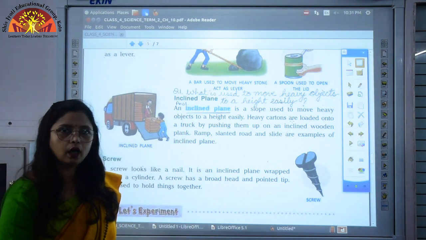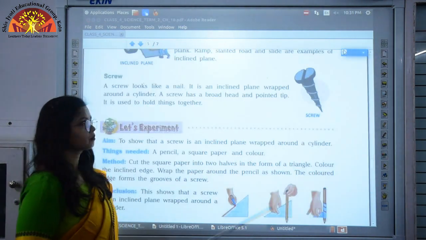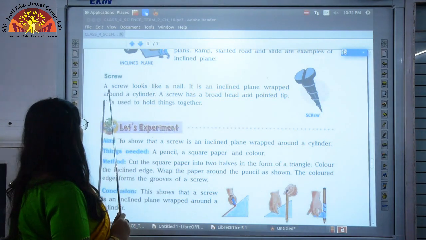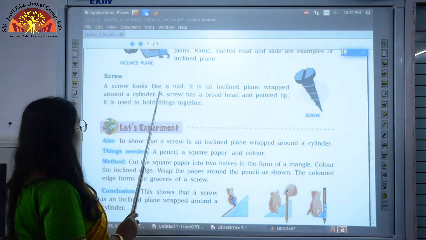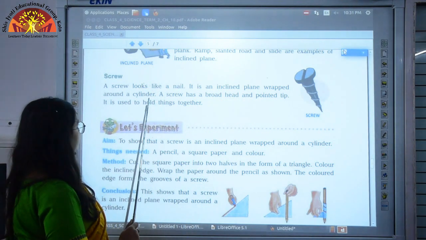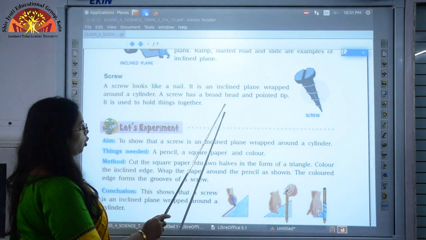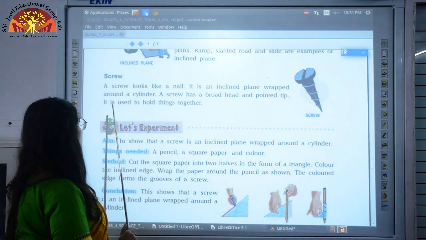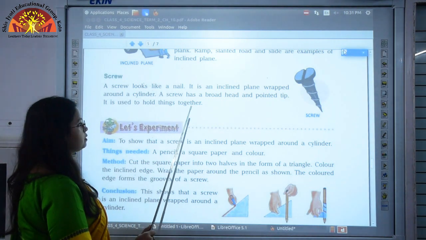Now we come to our next type of simple machine. The next type of simple machine here is a screw. A screw looks like a nail. It is an inclined plane wrapped around a cylinder. A screw has a broad head and a pointed tip. It is used to hold things together.